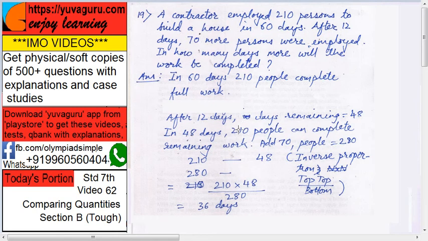Right? Now what has happened? Instead of 210, we brought 280. Now 210 persons can complete it in 48 days. Right? So with 70 added, 280 persons will complete it in 48 plus some days or 48 minus some days. If people are increased, then the days will decrease. Right? Means if this is increased, this decreases. So this becomes inverse proportion.